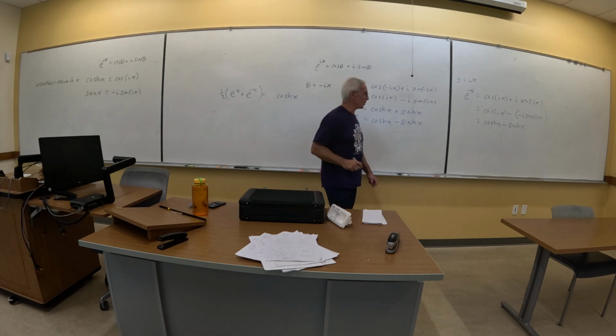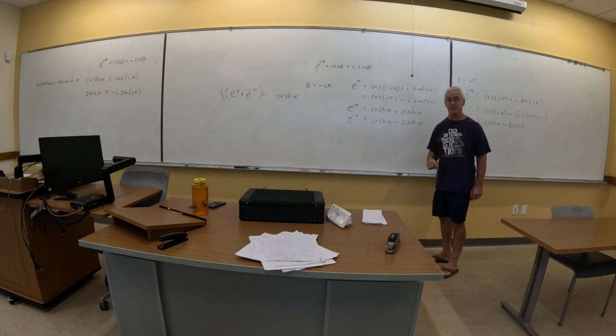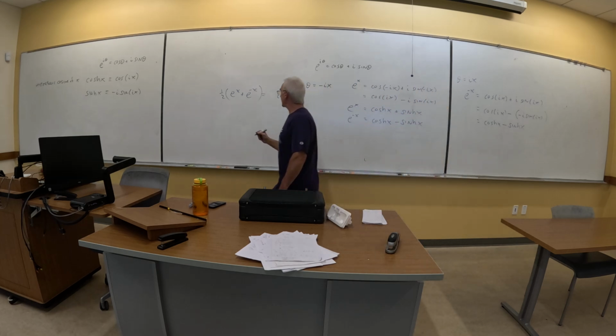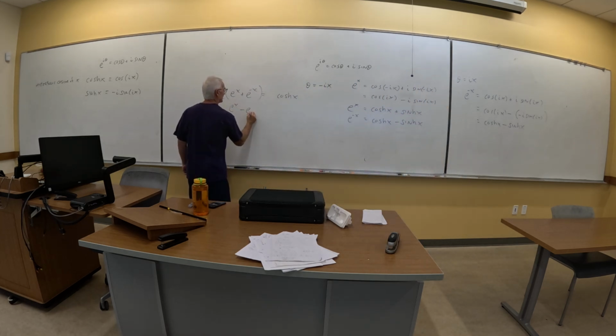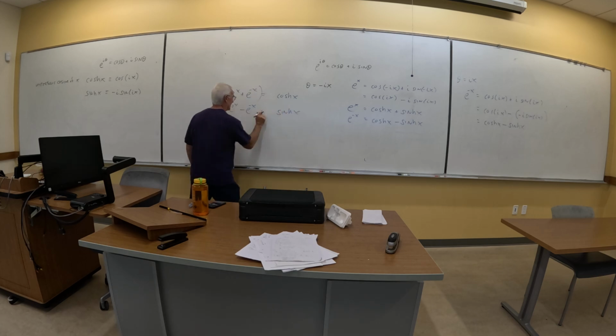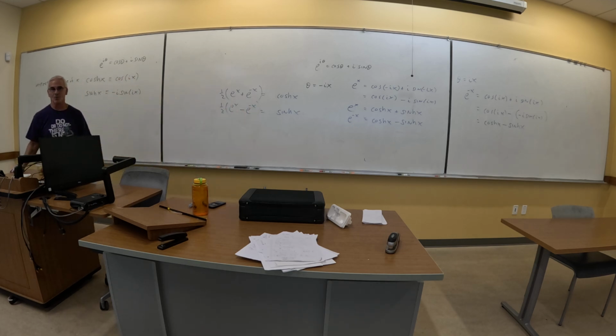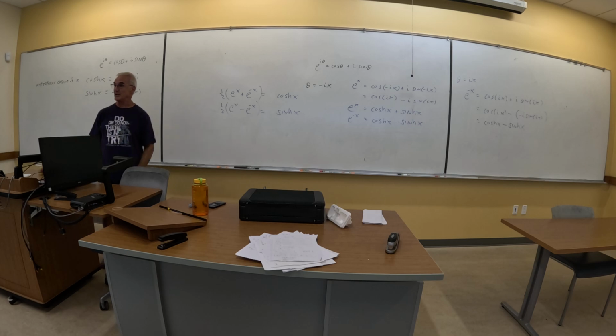That's crazy. Now, go back to here. What if I take this and I subtract this? Then the cosines will cancel. And I would see that e to the x minus e to the negative x is 2 times the hyperbolic sine of x, which means this. Wow. That is crazy, isn't it?